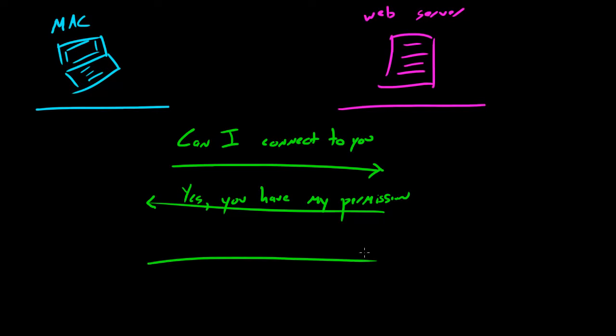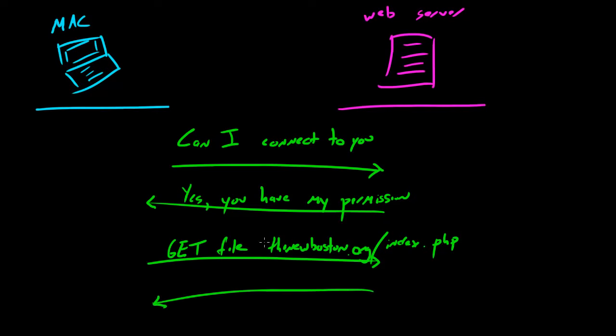So now it's going to request the file, which is of course the web file, so it can view the website. So it's going to send a request that looks like this: GET, and we'll talk about why I wrote GET in a little bit, then the file, which is just going to be thenewboston.org/index, or tutorials.php or something like that. So this is basically the file that it's asking for, and in return, of course, the web server sends the file to the Mac, and of course the Mac interprets it, views it as a website.